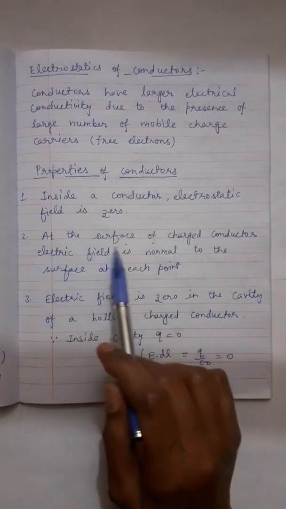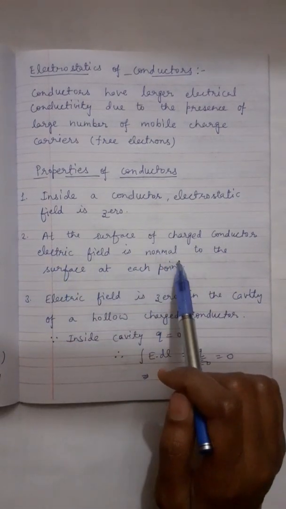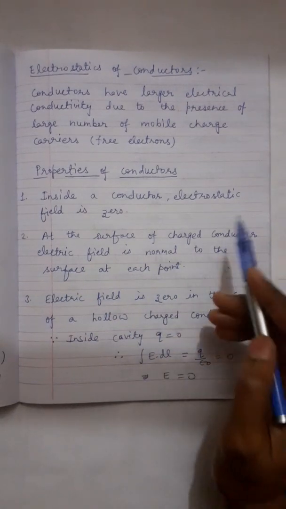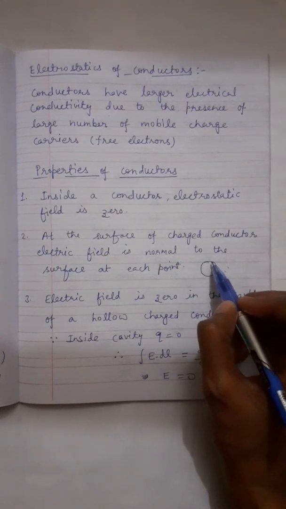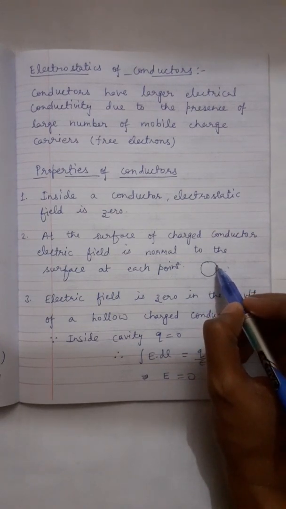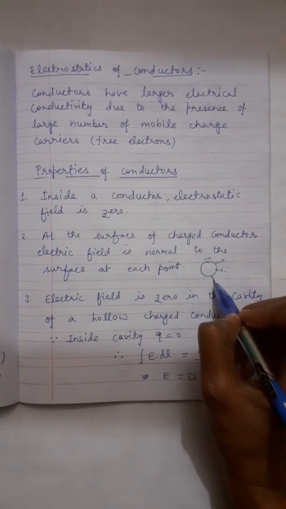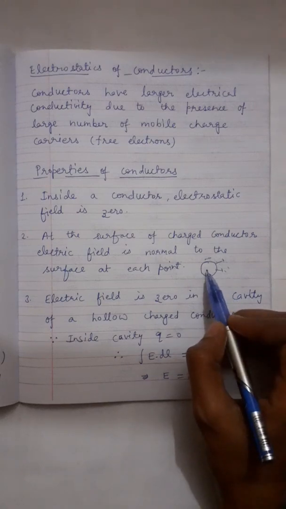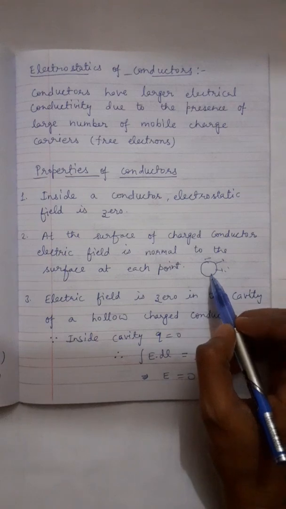So at the surface of a charged conductor, the electric field is always normal to the surface at each point. If all the charges are at the surface, then due to these charges, the electric field will always be normal to the surface of the conductor, and inside the conductor the electric field is zero.